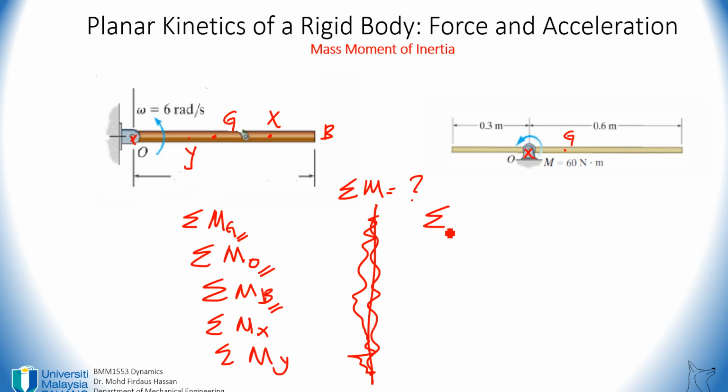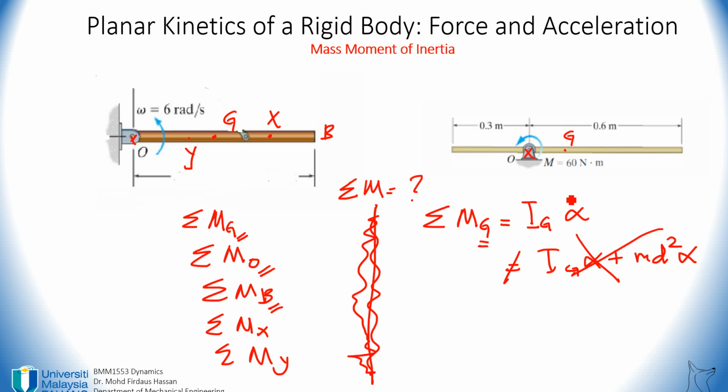For the case of summation of moment at G, G refers to the center of gravity. For this case only, the summation of moment at G is equal to Ig times alpha. If you have G here, the center of gravity, it cannot be Ig alpha plus m d squared alpha. No, you cannot make it like this. You have only this term. If you choose G, you have to remember this thing.